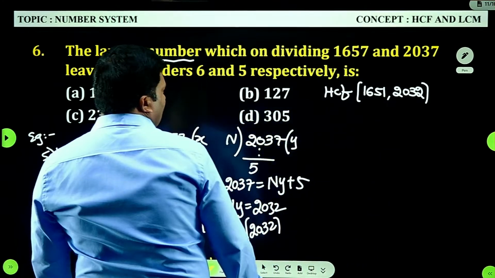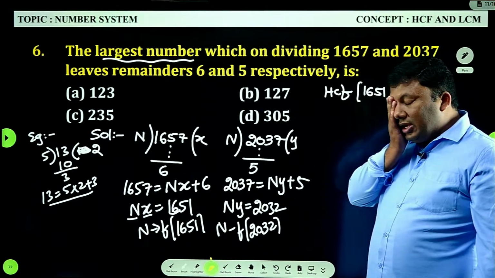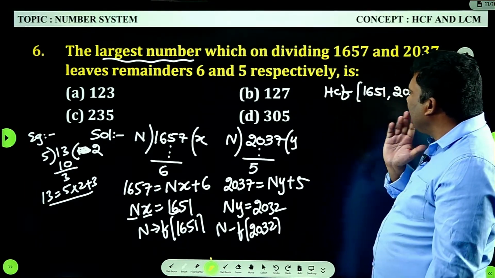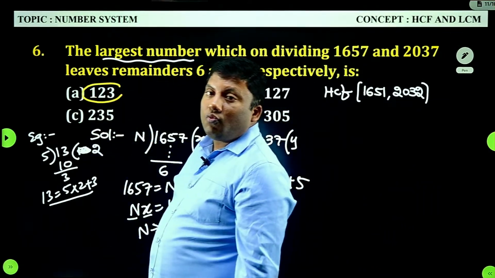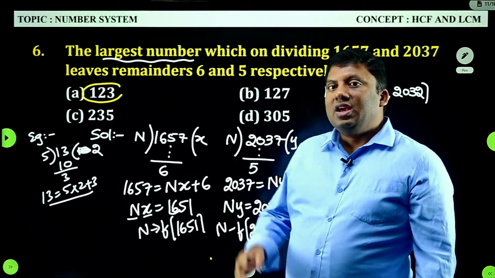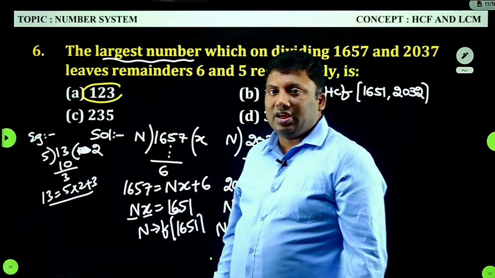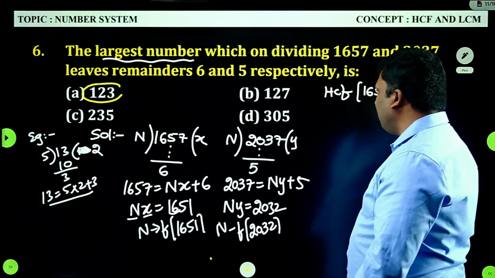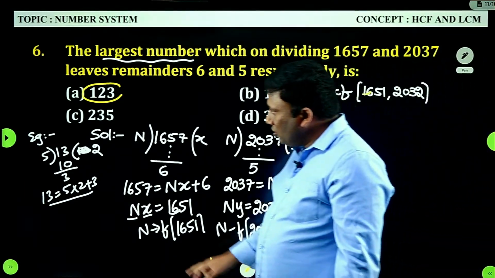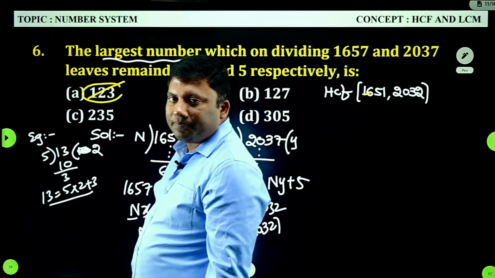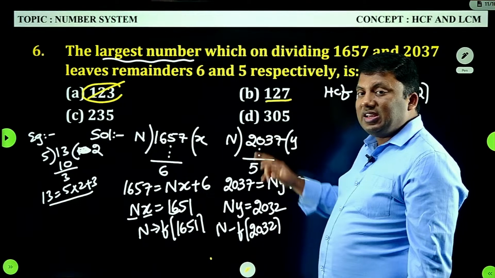Now, another very important concept that we will see. Listen carefully. If the answer is 123, it is divisible by 3, since 1 plus 2 plus 3 is 6. In HCF related problems, if the answer is divisible by 3, both the input numbers should be divisible by 3. But for 1651, 5 plus 1 plus 1 is 7, not divisible. So 123 is out.